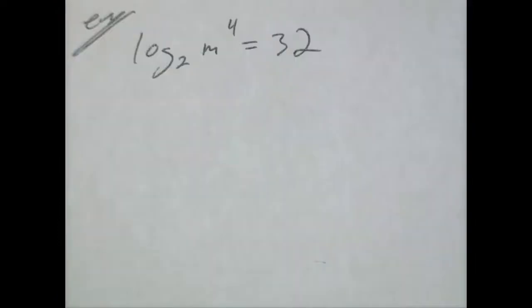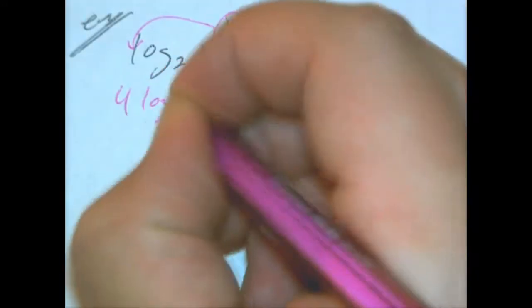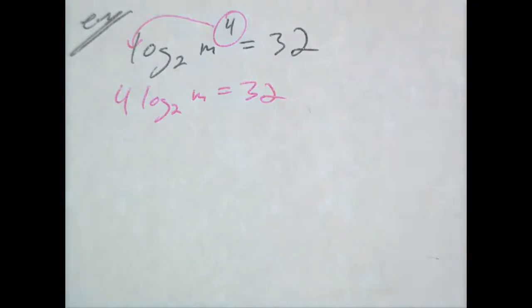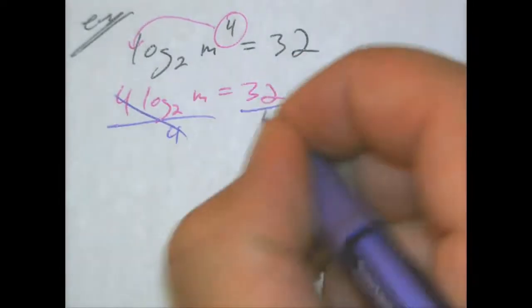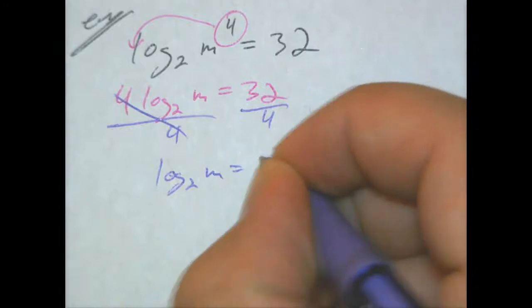Huzzah! Alright, with this one, there's a few different ways of doing this. I will show you probably the easiest, fastest way. Because if I have this exponent up here, the power rule tells me I can take this and move it in front of the log, so I have 4 log base 2 of m equals 32. And then just like in the second to last one that we did, the one with the negative 8 log b, I can divide by 4, and then this is log base 2 of m equals 8.